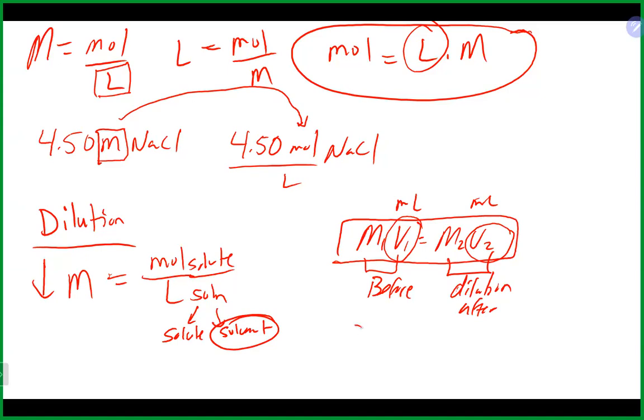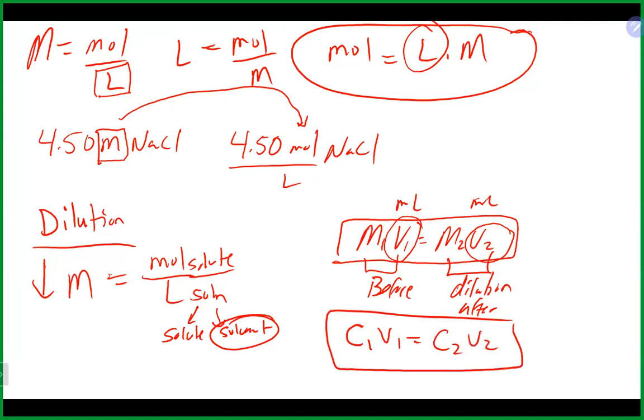A more generic version of this is C1V1 is equal to C2V2, the same formula. C here just stands for generic concentration. So it really could be any type of concentration unit you want. It could be molarity. It could be some of those other ones that we saw, like percent mass, percent mass volume, those types of concentration units. So as long as the concentration unit is the same on both sides, you really could use this.